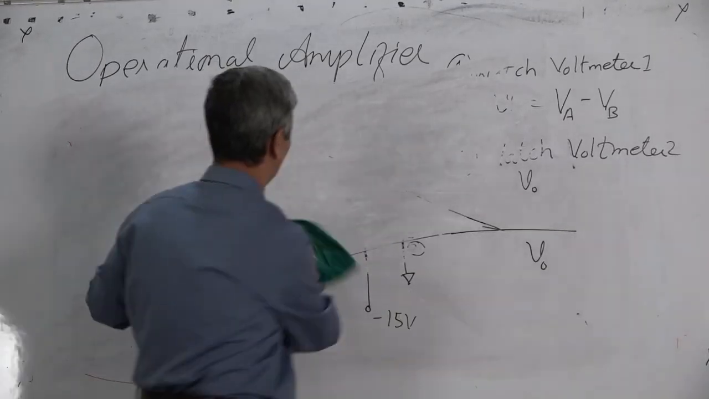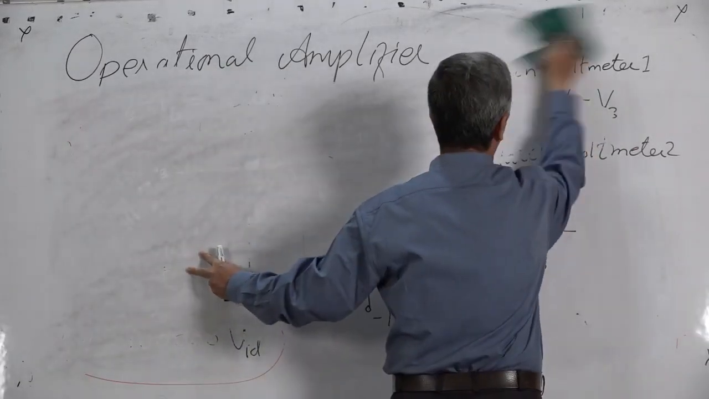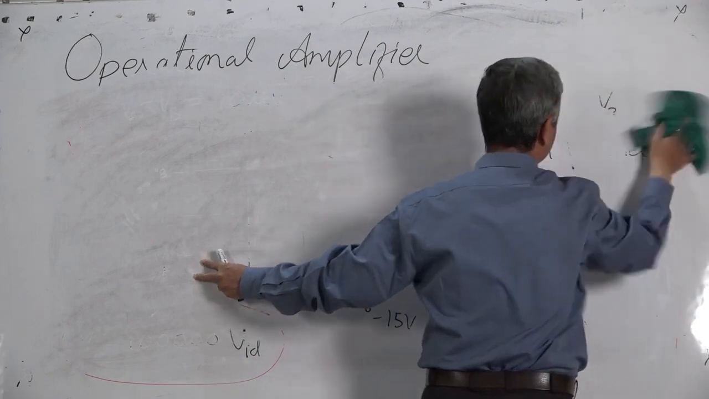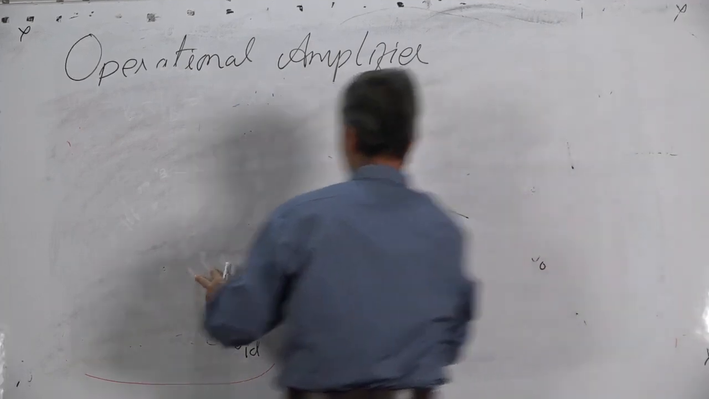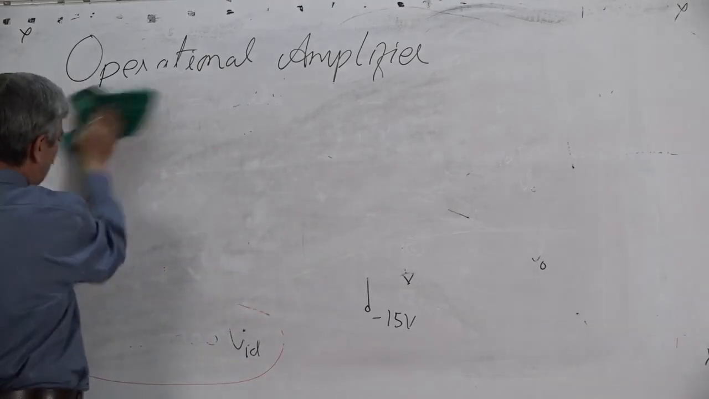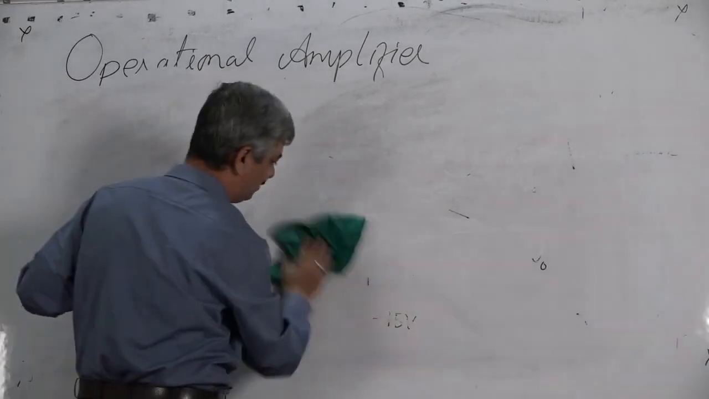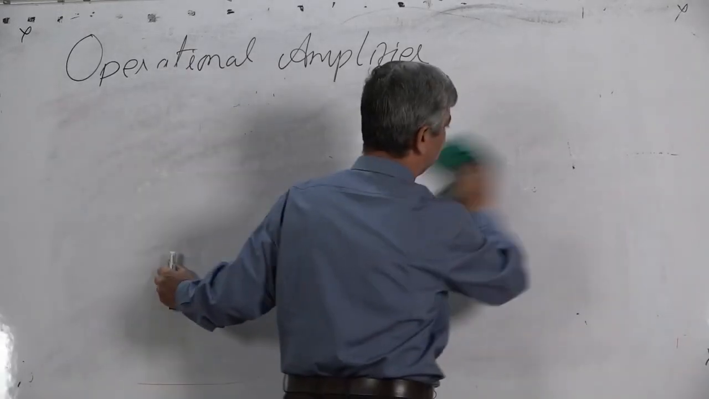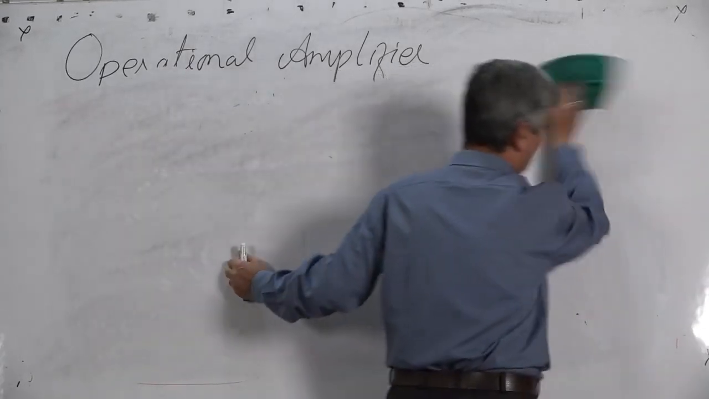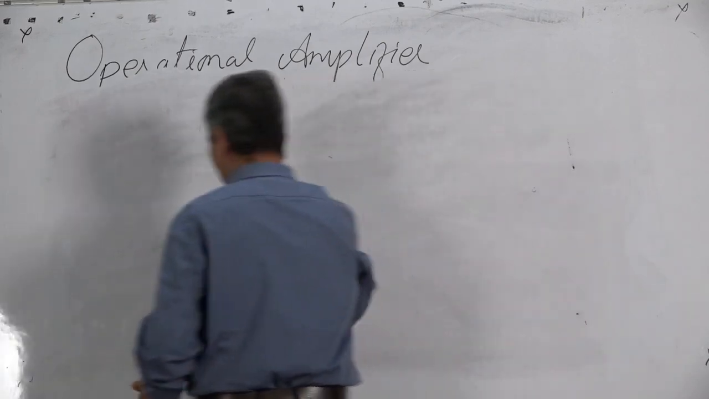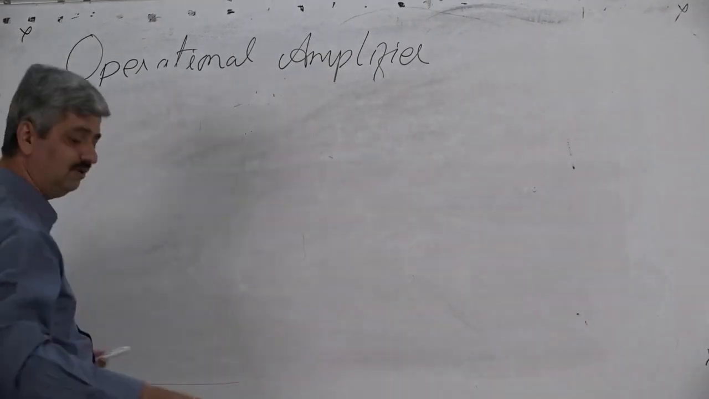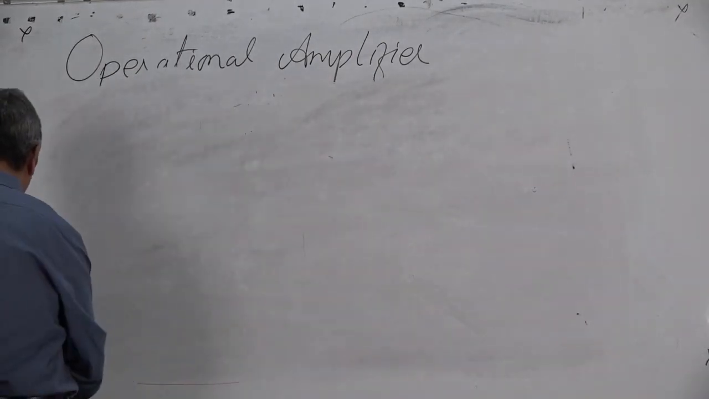That is, how does an operational amplifier work? In a single sentence, if a question is asked, how does an op-amp work, then the answer is: the op-amp has 3 terminals, VA, that is non-inverting, VB inverting, and VO output. Then the op-amp tries its level best to have VO equal to 1 lakh into VID.